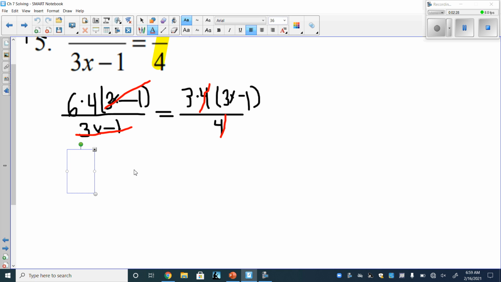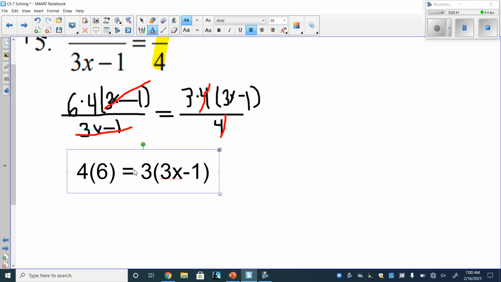What we have now is 4 times 6 is equal to 3 times 3x minus 1, because everything else simplified out. We don't have any fractions left. We just have an equation. So now we can multiply through and we can simplify this down.